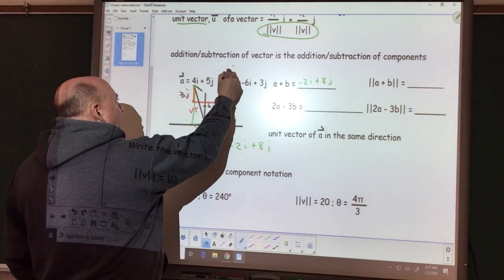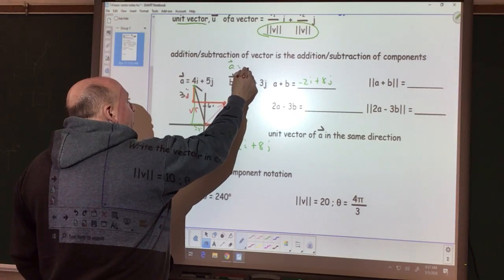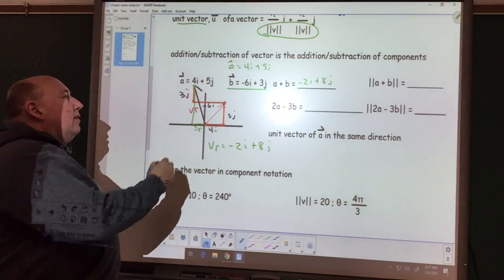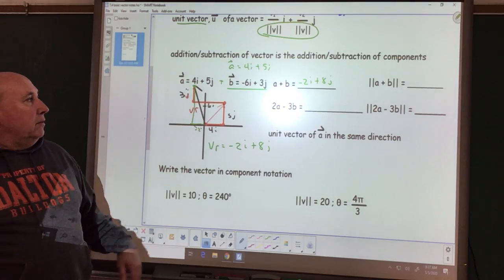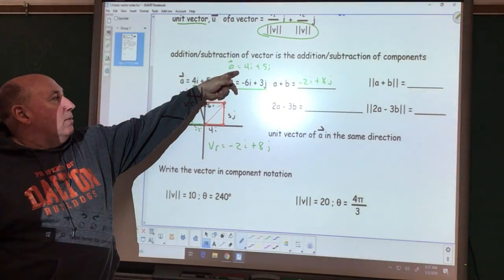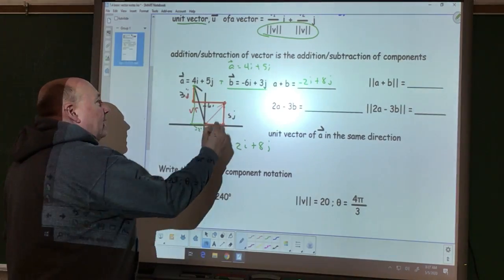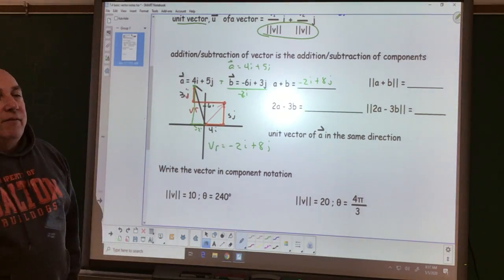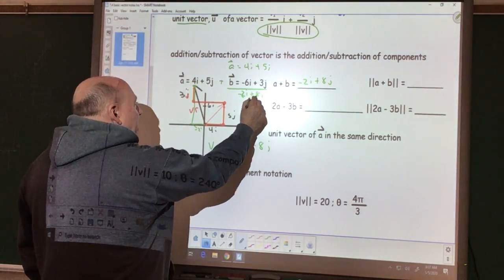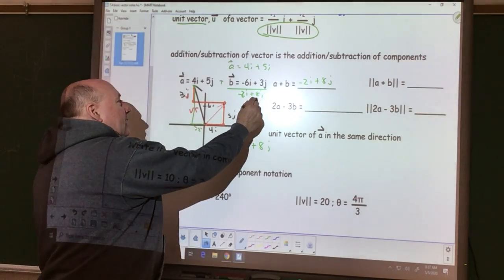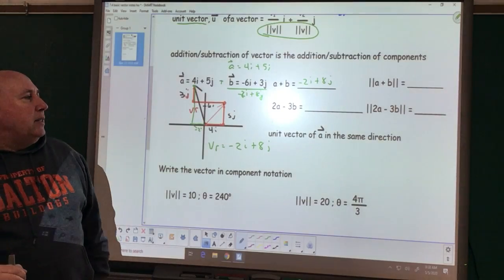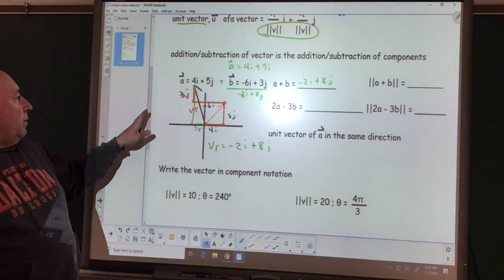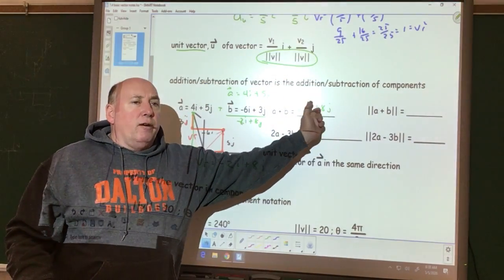If I take a look at what I have, here are my 2 vectors. If I just add down my columns, I get 4i plus a negative 2i, which is negative 2i. I get 5j plus 3j, which is plus 8j. So I can just add the individual components to get a resultant vector. Now what I want to find is the magnitude of A plus B.